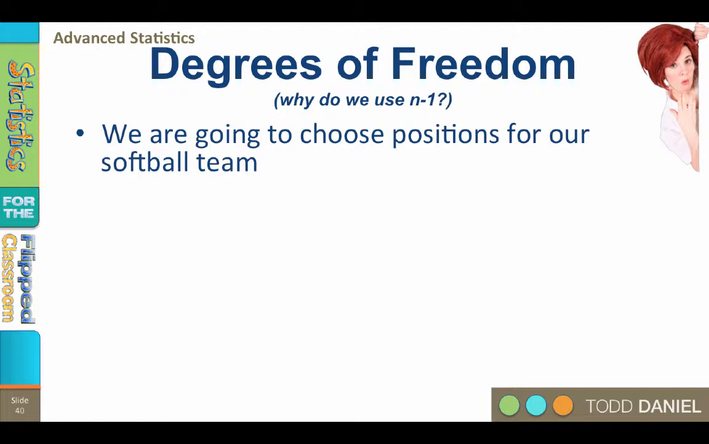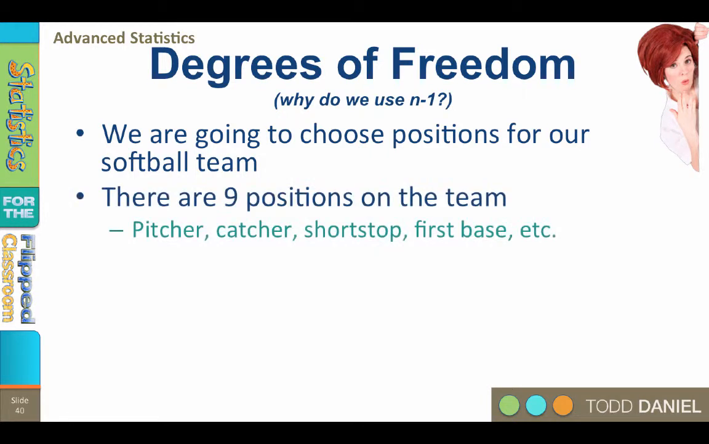Let me illustrate using an example of making choices when choosing positions for a softball team. Degrees of freedom will refer to the number of people who get to make a choice. There are 9 positions on the softball team: pitcher, catcher, shortstop, first base, etc. And there are 9 of us. We draw straws to see who gets to go first. The first person picks a position to play on the team.